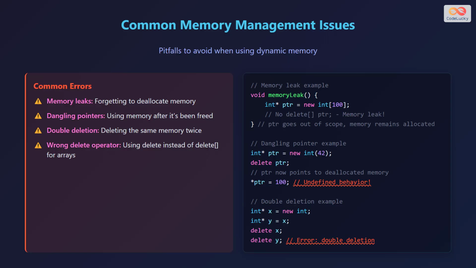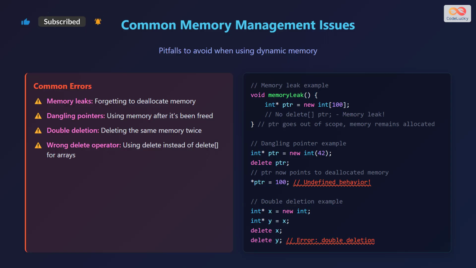Now let's delve into some common memory management issues that can arise when using dynamic memory. On the left side, we have a list of common errors. The first error is memory leaks. This occurs when you forget to deallocate memory that was allocated using new. The second error is dangling pointers. This happens when you try to use memory after it has already been freed.